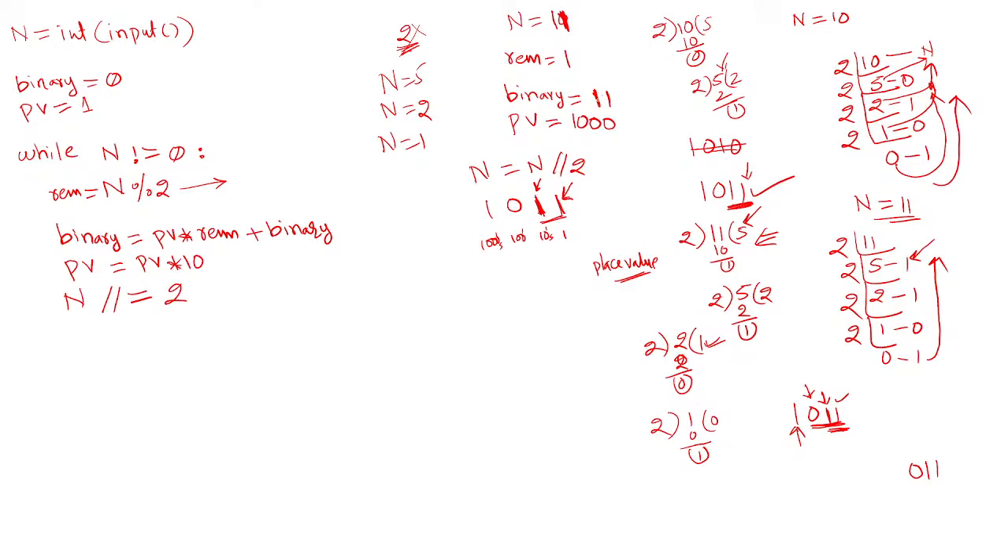So your binary becomes 1011. Okay, so it is 1011. This is the value we obtained, 1011, which is the binary representation of 11.